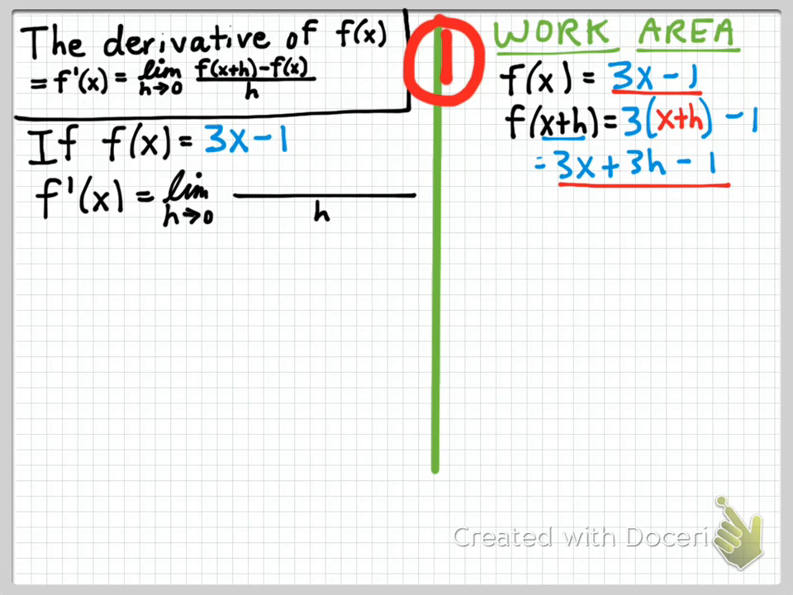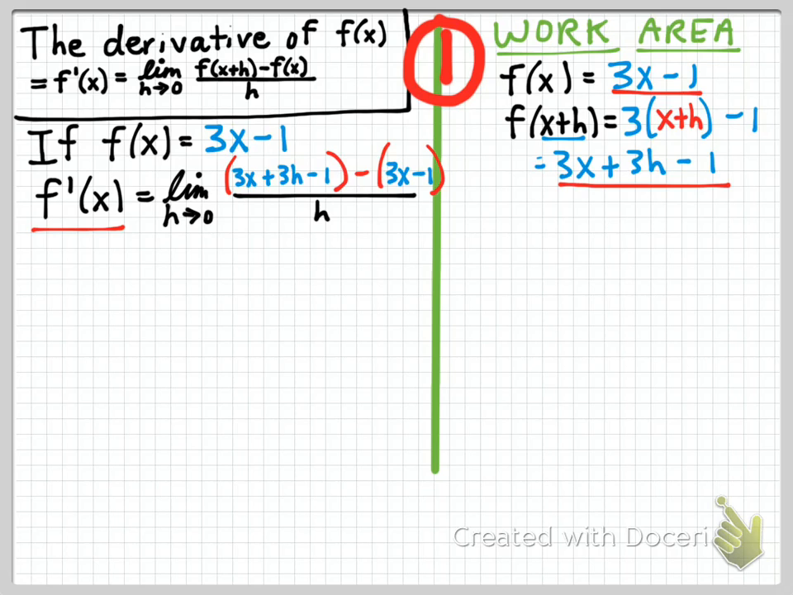Now we're going to put those back in the difference quotient. We're going to try to find f prime of x. We're trying to find the derivative. We put f of x plus h in first. That's going to go right here. Then we're going to subtract our f of x. So 3x plus 3h minus 1 is this guy, 3x plus 3h minus 1, and then our 3x minus 1 goes there. So that's our f of x plus h minus f of x, and now we just have to simplify.